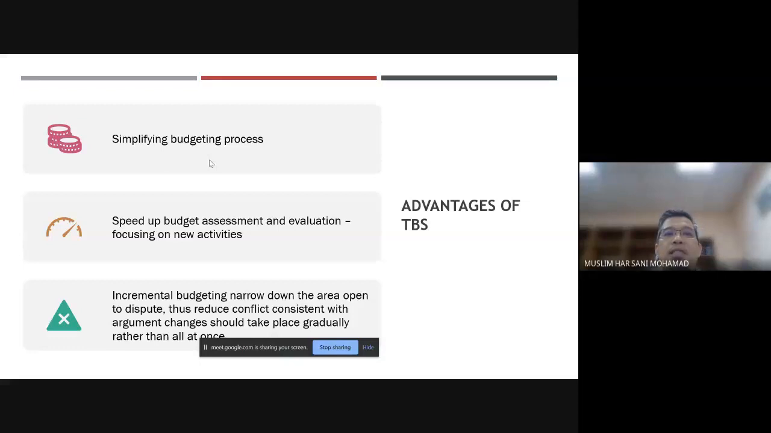Right, it speeds up budget assessment and evaluation, focusing on new activities. So past spending will become the benchmark, and the negotiations focus more on new activities being proposed. Incremental budgeting narrows down the area open to dispute and reduces conflict. Changes should take place gradually rather than all at once. So a big chunk of the spending is based on past year activities. In other words, traditional based budgeting allows the previous activities to continue.